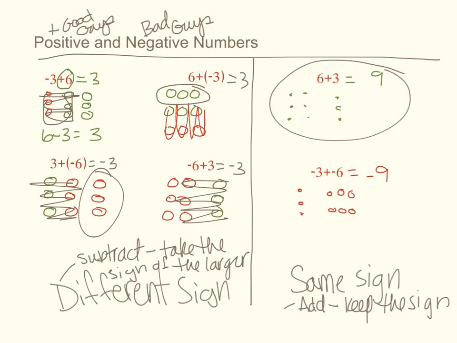So let's look at this one. We have a 3 and a 6. Again, we're going to subtract 6 minus 3. 6 minus 3 is 3. Our larger this time in this problem is the negative 6, so we're going to keep the negative sign. I also think of positive numbers and negative numbers this way: positive is having money, and negative is spending money or owing someone money.